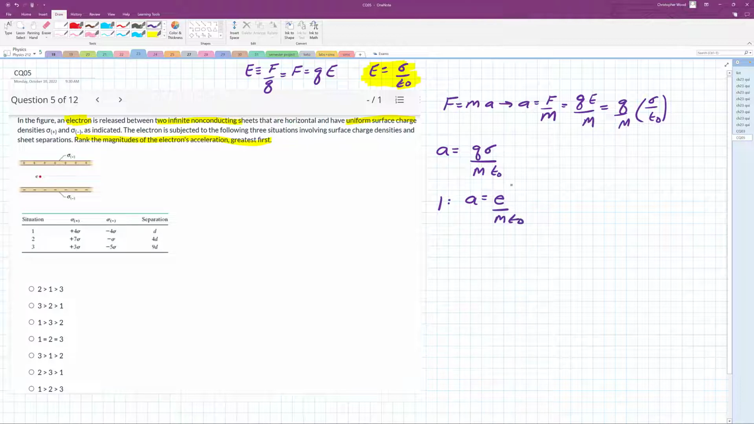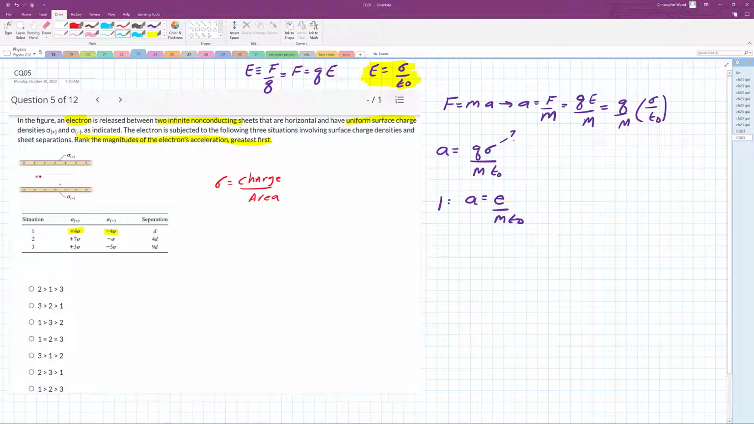And now let's worry about the surface charge density term. For situation number 1, they gave you the surface charge density of the positive plate is 4 sigma, and the surface charge density of the negative plate is 4 sigma. Remember that sigma is the charge density, or charge per area.